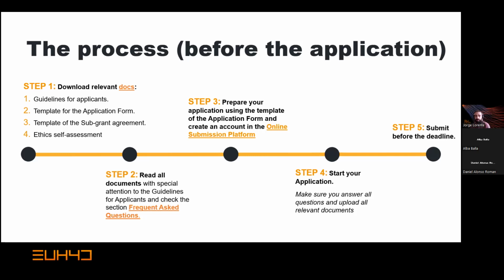Well, the second step of this process is to carefully read these documents, especially the guidelines. And in case of doubt, please visit the frequently asked questions section on our project website, or even write us an email. The third step will be to prepare the application, and you can decide whether to prepare it directly on the online form or to use the template we provide on the website. And once it is ready, just copy and paste it into the online form. It's up to you. This will be step 4. And finally, step 5 is to click on submit, obviously before the deadline.